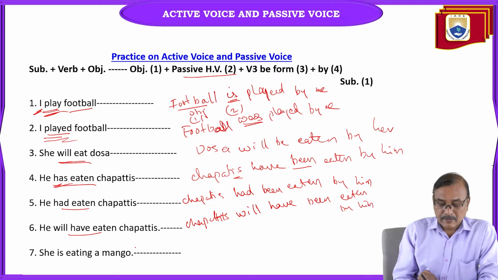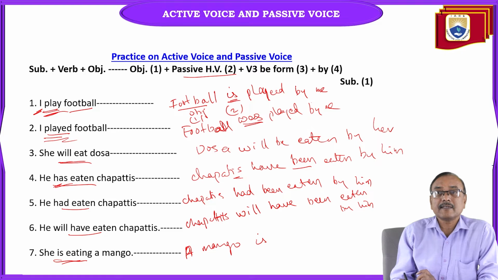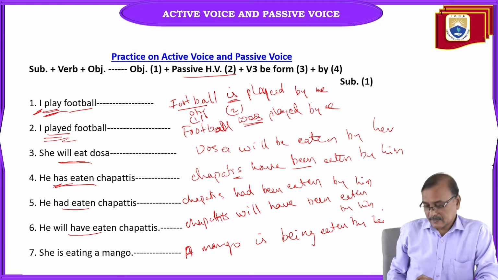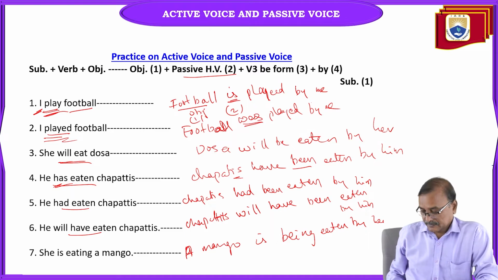She is eating a mango. Continuous tense. A mango is being eaten by her. What are you using? Being eaten by her. Right? Next.